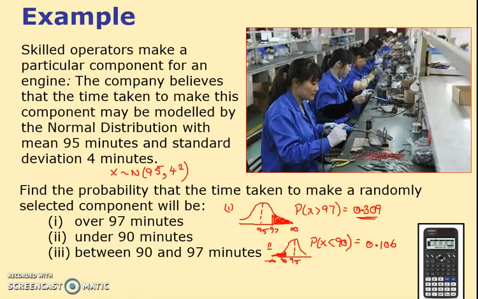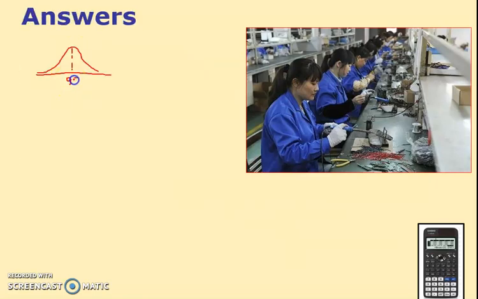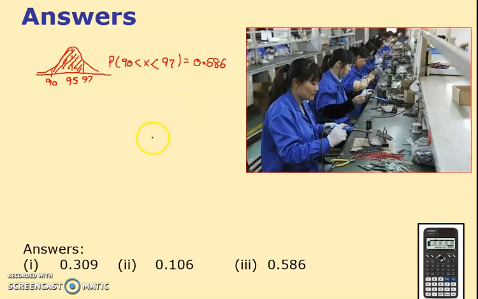Now remember, the mean was 95, and it wanted it between the 90 and the 97. So there's the 90, there's the 97, it wants it between them. And I think these in-between ones are the easiest type on the new calculators. So you go, your lower is 90, your upper is 97, your sigma and mu are unchanged from before, and I get 0.586. Probability that X is between 90 and 97 equals 0.586.